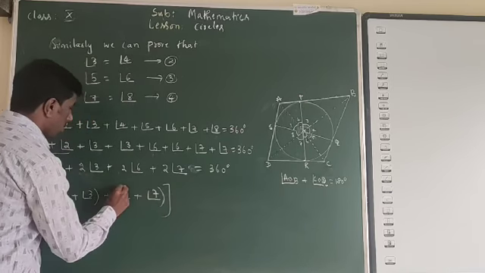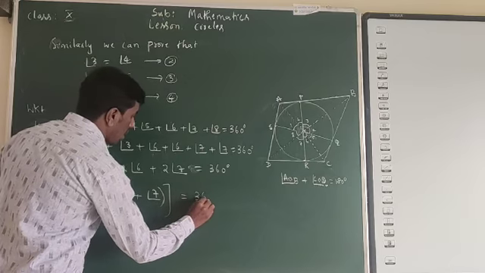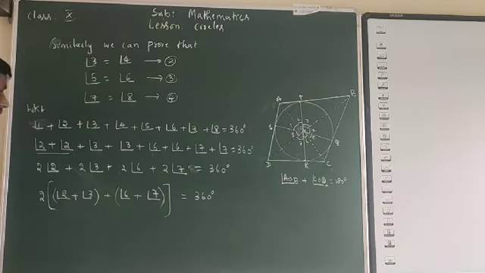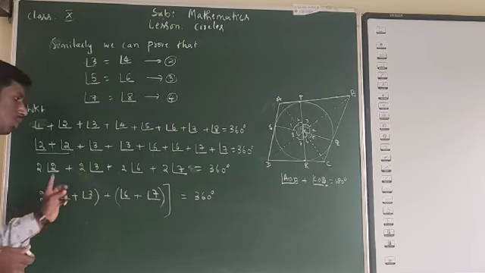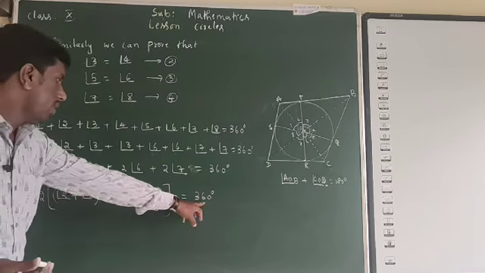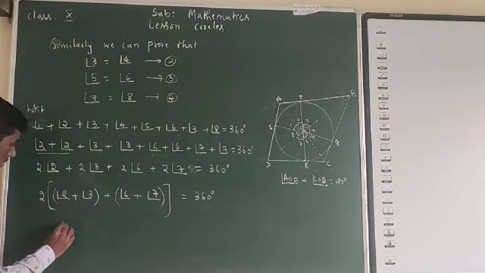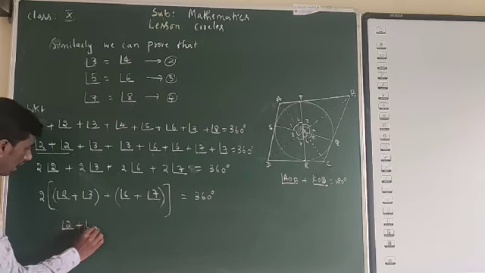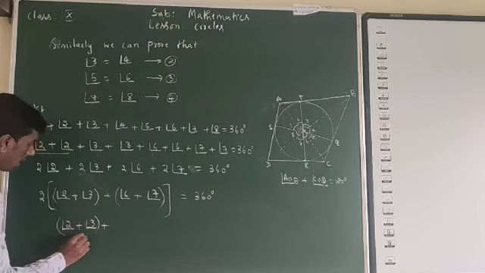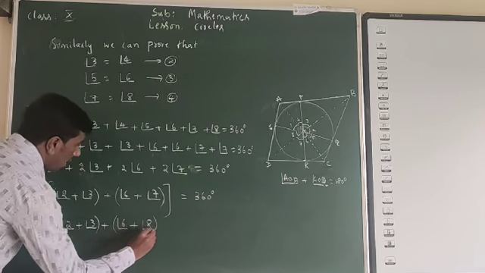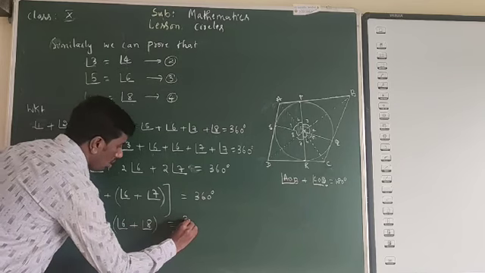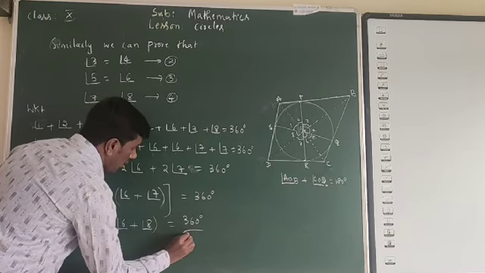I will make these together equal to 360 degrees. Now 2 is multiplied here: 2 into angle 2 plus angle 3 plus angle 6 plus angle 7. If you send 2 to the other side, it will get divided. So angle 2 plus angle 3, and angle 6 plus angle 7, another pair, is equal to 360 degrees divided by 2.